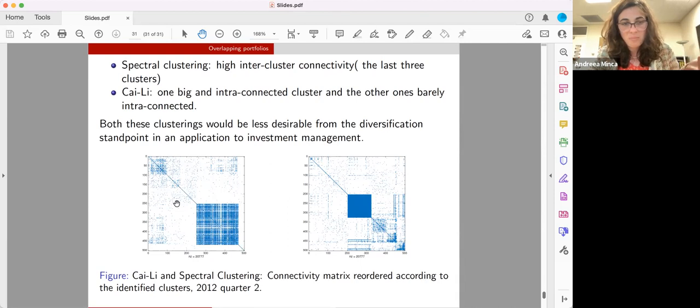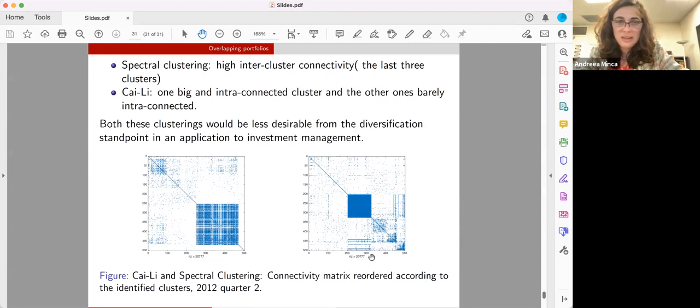They would be completely, almost unconnected among each other. So it wouldn't really look like what you'd expect for a cluster, and there would be one huge cluster, which would be undesirable from a diversification standpoint.